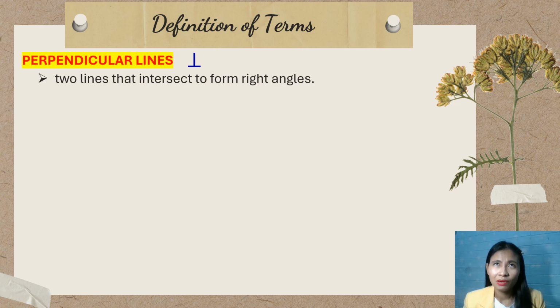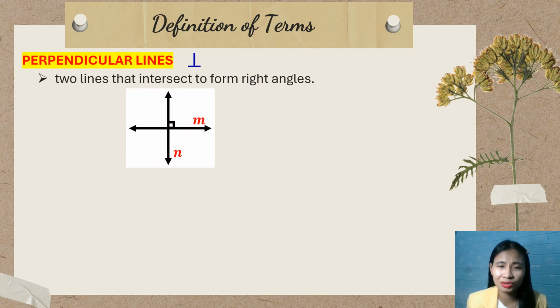Now, what are the conditions that we need to consider when we are talking about perpendicular lines? Perpendicular lines are two lines that intersect and form a right angle. How are we going to identify if the angle formed is a right angle? The small box serves as our guide, or this is the symbol for right angles.